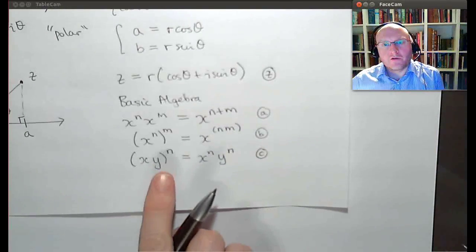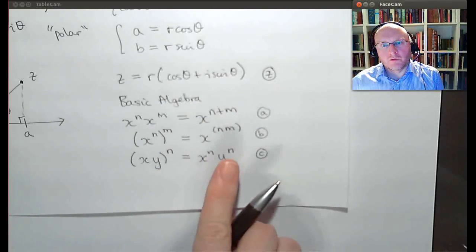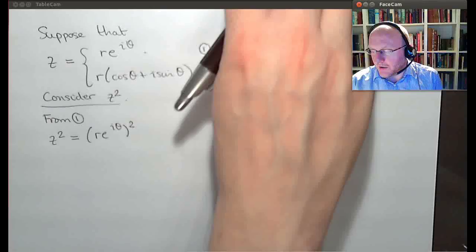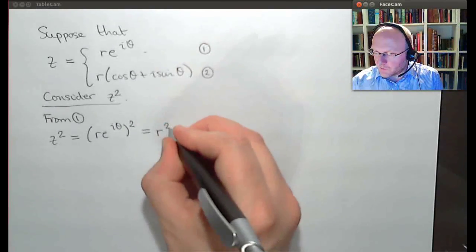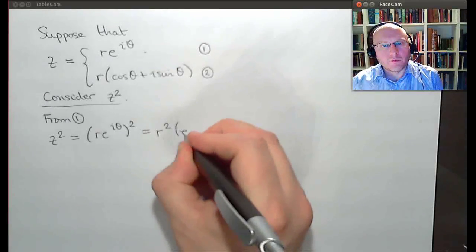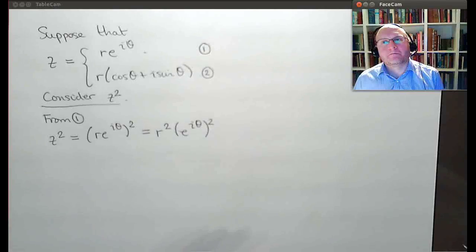Over here, if we have a product of quantities raised to a single power, we raise both quantities in turn to that power. So let's do that here. It must be that the result here is r squared multiplied by e to the i theta all squared.